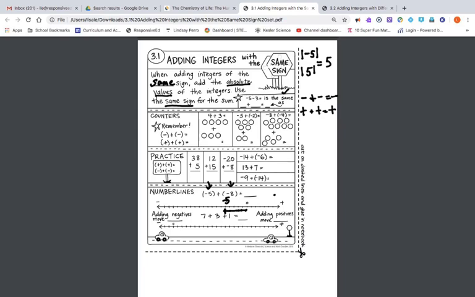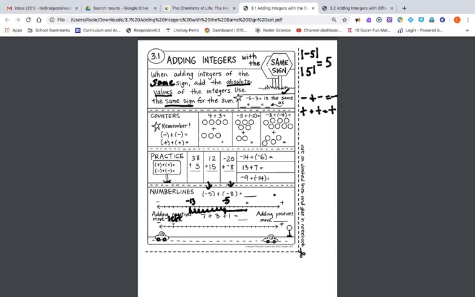Now it says that I want to add to my negative 5 another negative 8. That negative means I'm still going to go to the left. When you're adding negatives, you're always moving to the left. So I'm starting at negative 5 and I'm going to go 8 more backwards. 1, 2, 3, 4, 5, 6, 7, 8. And that will put me at negative 13.